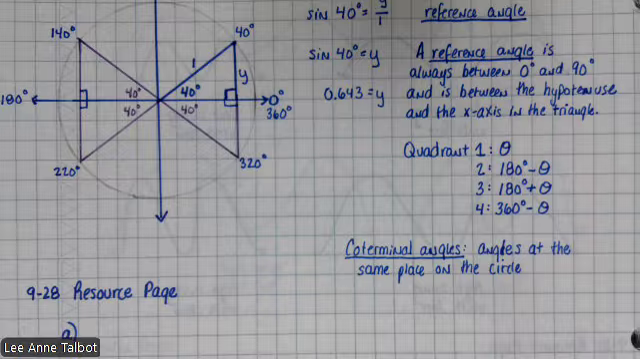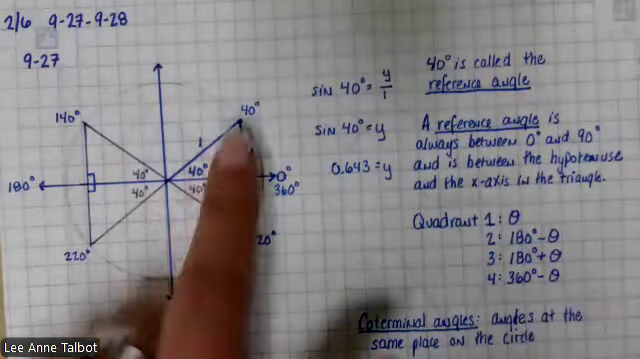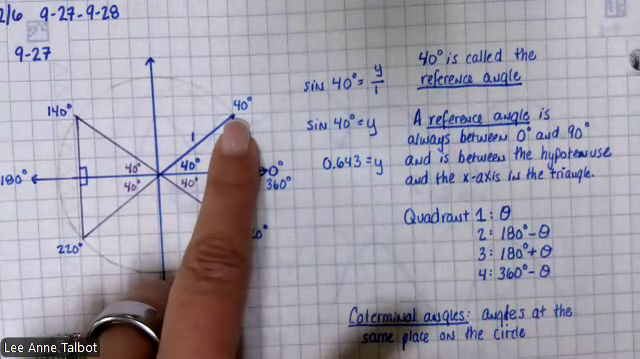Okay, how do you get something coterminal? There's two ways. You can either add 360 or subtract 360. Tell me what the coterminal angle would be right here.